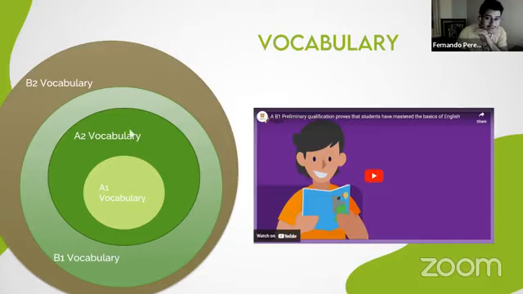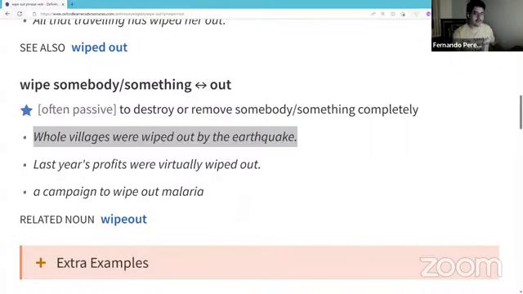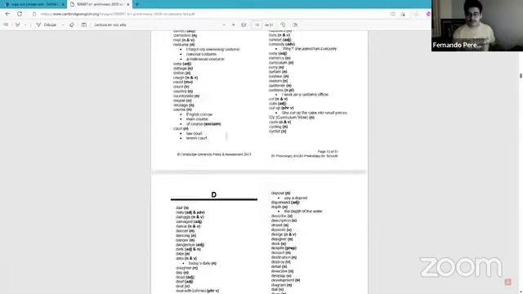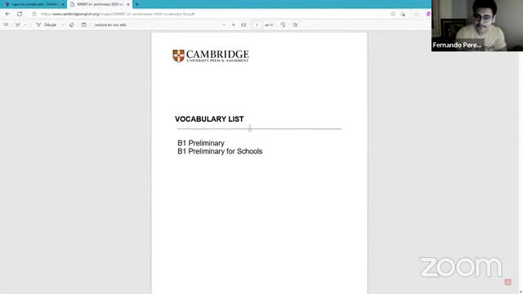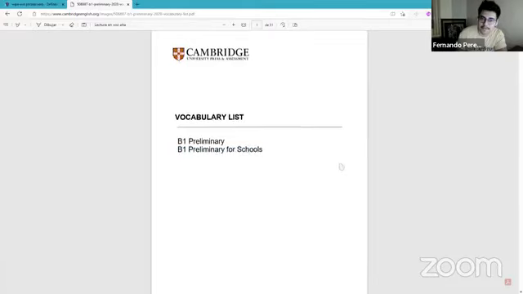If you have very good vocabulary, the exam will have some B2 words. Sometimes when you feel the exam is very, very difficult, it's because it is B2 vocabulary. Sometimes it has vocabulary 2, sometimes it has 1, but the minimum standard is B1. And I will pass you this document, so you can have a list of words corresponding to B1. B1 vocabulary list for B1 preliminary and B1 preliminary for schools.